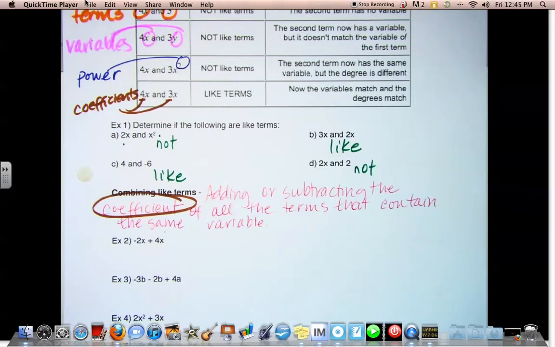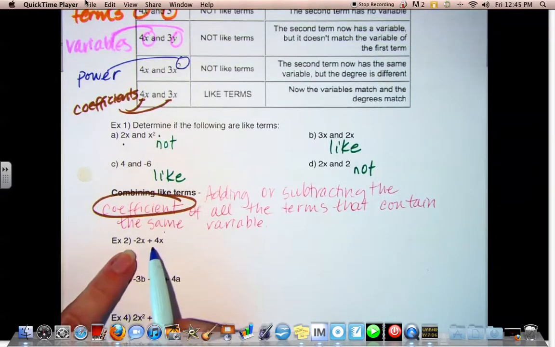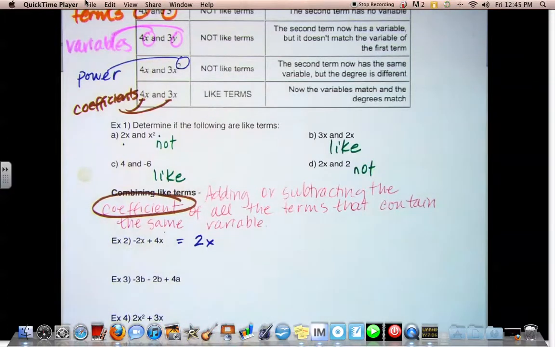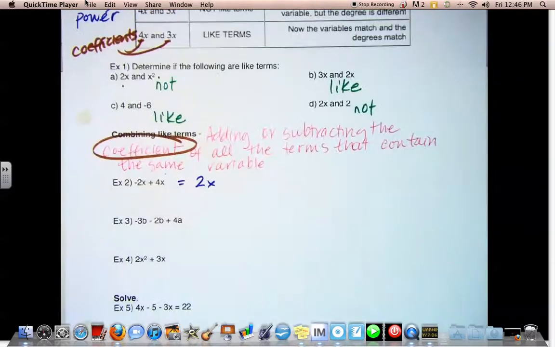So example 2, negative 2x plus 4x. First we have to look at it and ask ourselves, are they like terms? They are like terms. So now let's simplify it. Negative 2x plus 4x, we add or subtract the coefficients. It would be 2x. Very nice. Example 3.